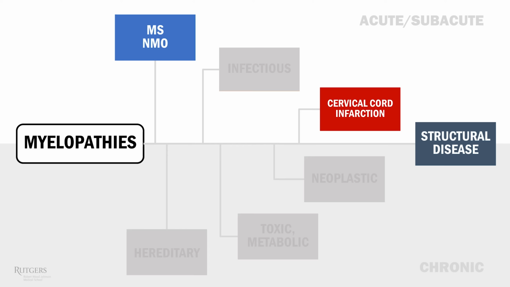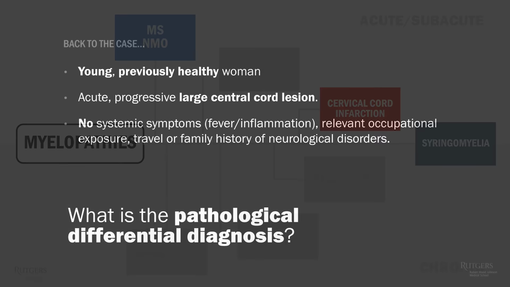Again, since we are concerned about a central cord process, the only structural etiology on our list is a syrinx. Other structural etiologies are typically compressive and will cause symptoms of extramedullary, not intramedullary lesion. Besides, structural pathology would have to be even less likely since there's no history of trauma and syringomyelia typically does not present in such a rapid fashion. So we are down to the three likely pathological differentials.